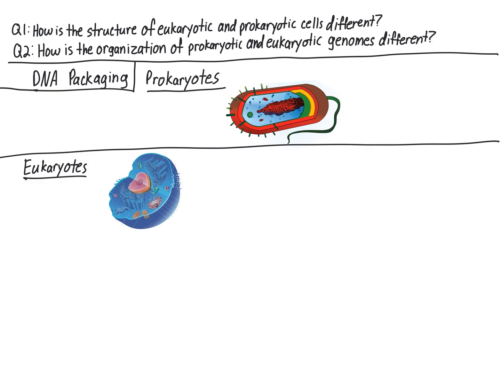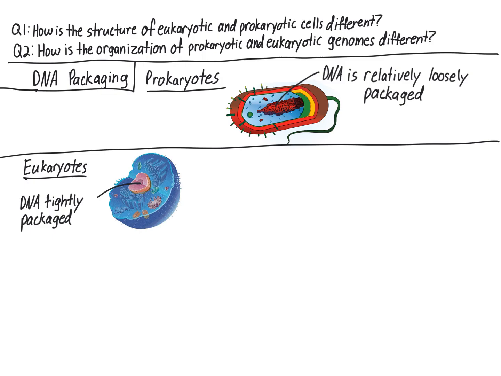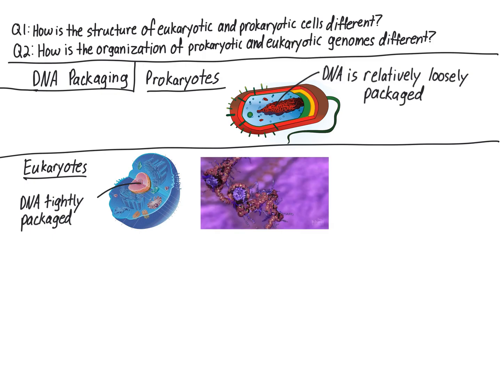Prokaryotic DNA can fit inside the cell in a relatively unpacked state. Because eukaryotes have so much DNA, 6 feet long in human cells if it was stretched out end to end, it has to be packaged in order to fit into the nucleus. Check out this video from HHMI to see how this is accomplished.